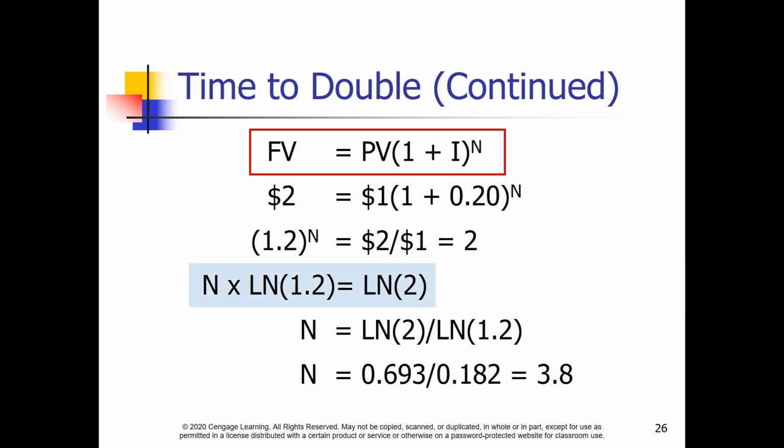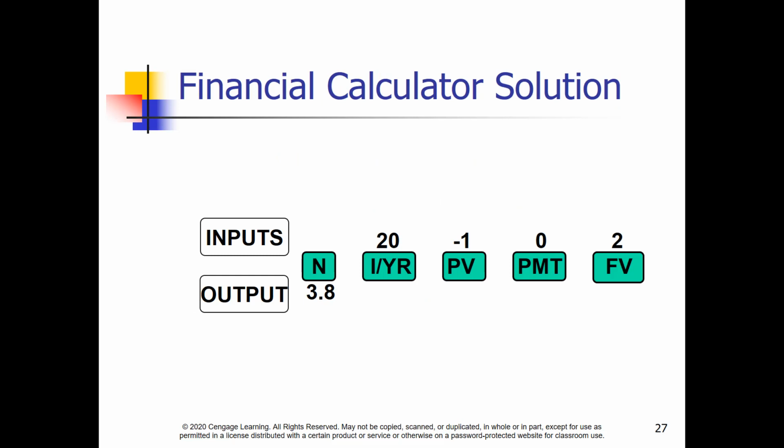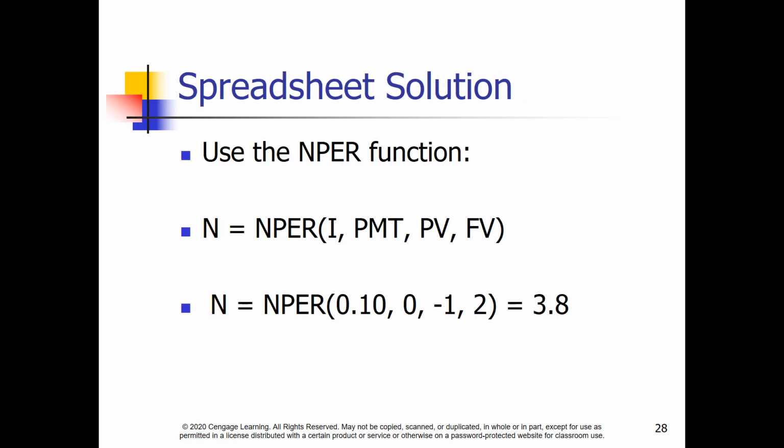Note, the natural log key, ln, is in the far left column on your calculator, and there is an ln function in Excel. Much easier on your calculator. Just enter 20 IY. 1 plus or minus present value, 0 payment, 2 future value, compute N, and you'll get 3.8. The NPER function in Excel performs this. See the Excel file for examples.